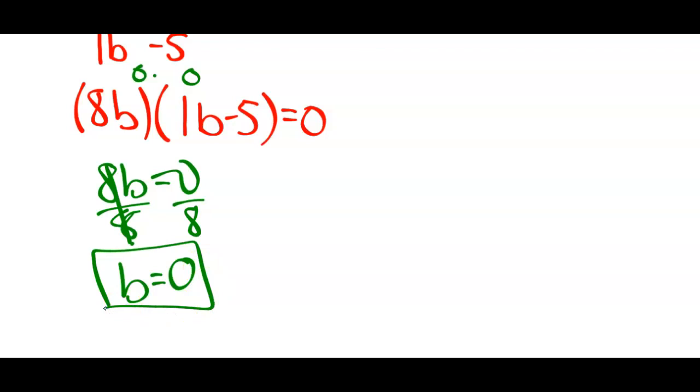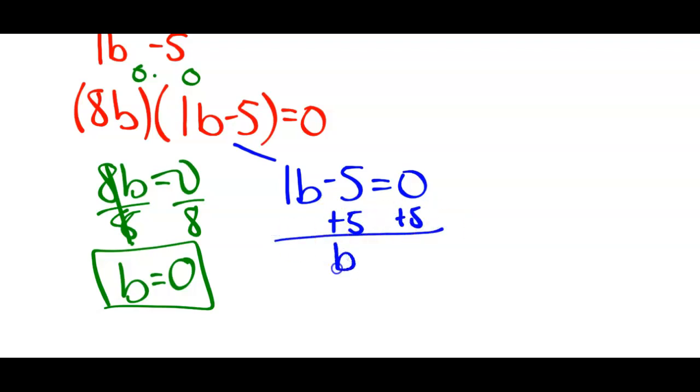And now I need to write, oh, maybe I'll use blue, the 1b minus 5, right? I need to put that equal to 0. Fantastic. I know how to solve this. I can add 5 to both sides, and I get b equals, because it's only 1b, 0 plus 5 is 5, and that's my other solution.